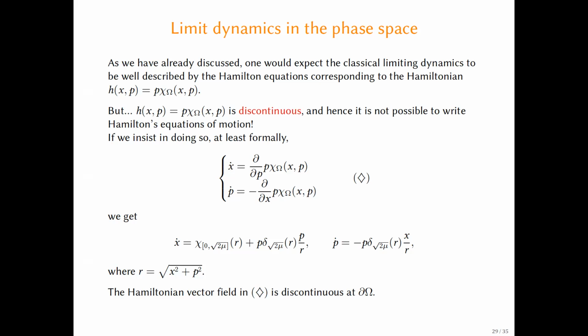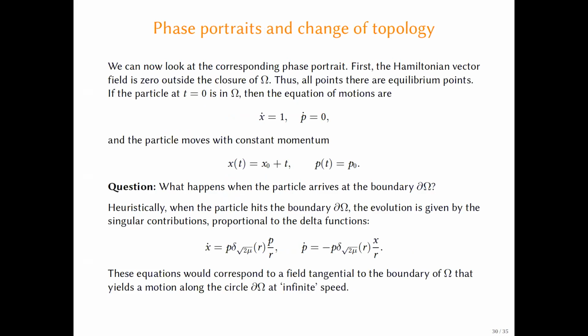Of course the discontinuity happens here, in the space x, p, at r equal to the square root of mu. So the Hamiltonian vector field is discontinuous at the boundary of omega. And so it is difficult to study this kind of Hamilton equation. But okay, let's try to see something about the phase portrait of this Hamilton system. So if we start with p0 equal to 0 inside the disk, so assume that this is x0.